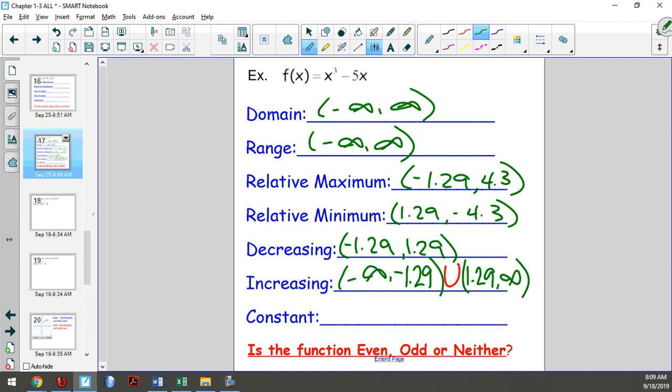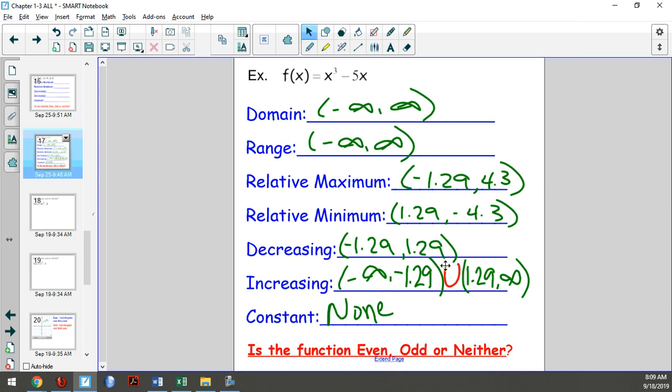Now, do I have any constant terms or constant values here? So do I leave it blank? No, I have to acknowledge that, and I have to put the word none there so that I know I see no values that are constant in this function. Do we all understand that?